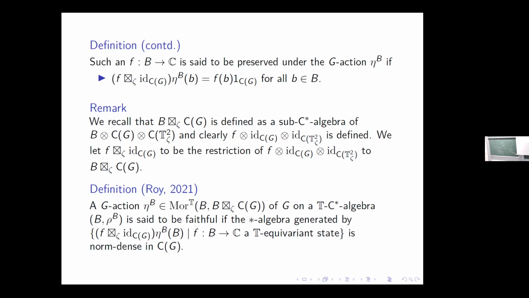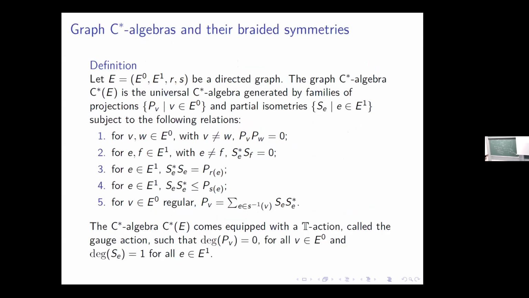Suppose I have an action of G on B. The action is said to be faithful if the star algebra generated by slicing the first leg of the coaction by all T-equivariant states is norm dense inside the function algebra of the quantum group C(G). Now, this will be the class that we'll be looking at. We'll be obtaining examples of braided compact quantum groups that arise as braided symmetries in a precise sense of this class of C-star algebras.